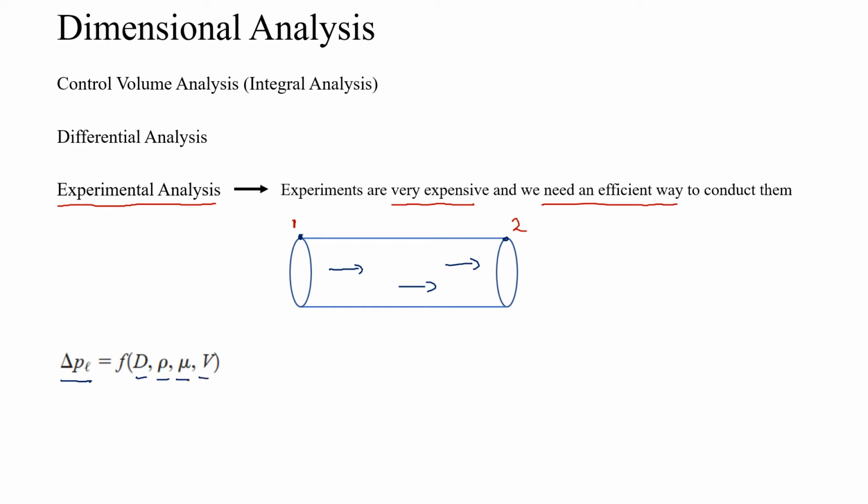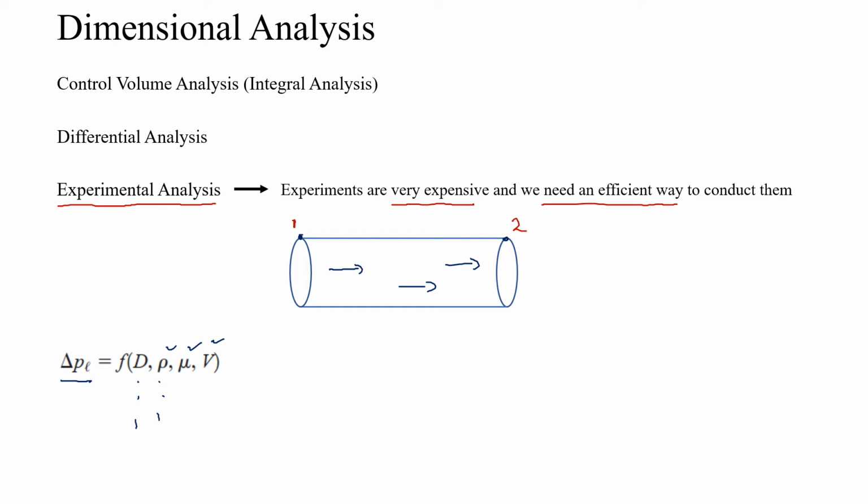Let's say I change the velocity 10 times, 1, 2, 3, 4, and so on, 10 times. Then I will fix the velocity, the density, the diameter, and I will change the viscosity 10 times, and so on and so forth. For other variables, I will fix the diameter, the viscosity, and the velocity, and change the density of the fluid 10 times. Then I will fix the density, the viscosity, the velocity, and change the diameter of the pipe 10 times.